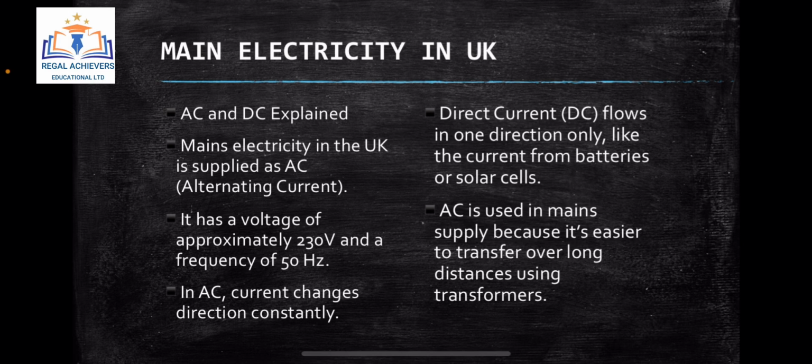And in AC, current changes direction constantly. However, in direct current, it flows in one direction only, like the current from batteries or solar cells. Alternating current is used in the mains supply because it's easier to transfer over long distances using transformers, and that is what we see being utilized mainly nowadays compared to the likes of the direct current.